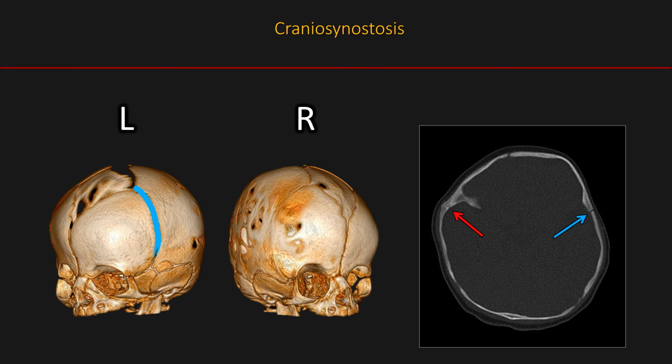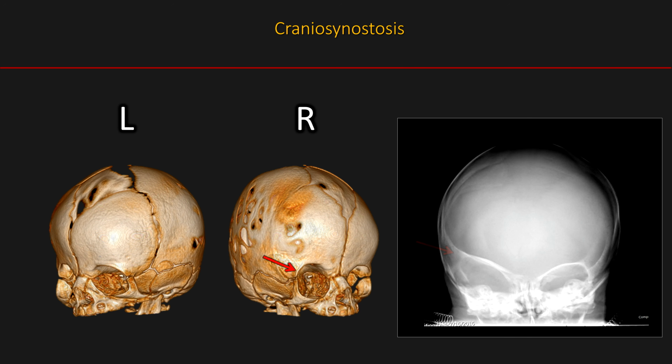This is an example of a patient where on the left side the coronal suture is open, and the right side of the coronal suture is closed. Here you can see the harlequin deformity.